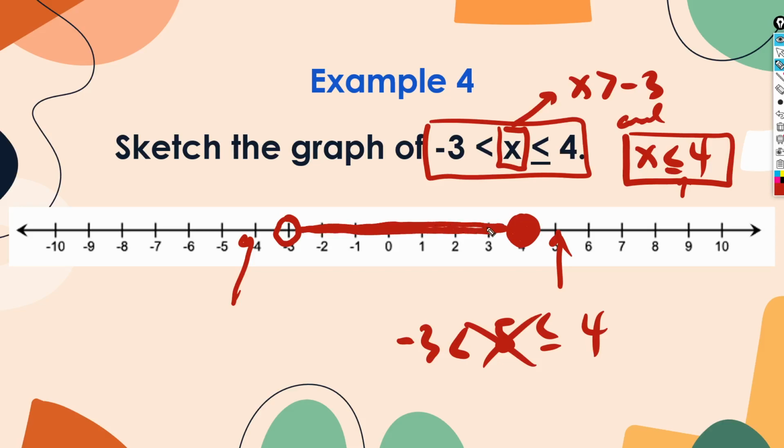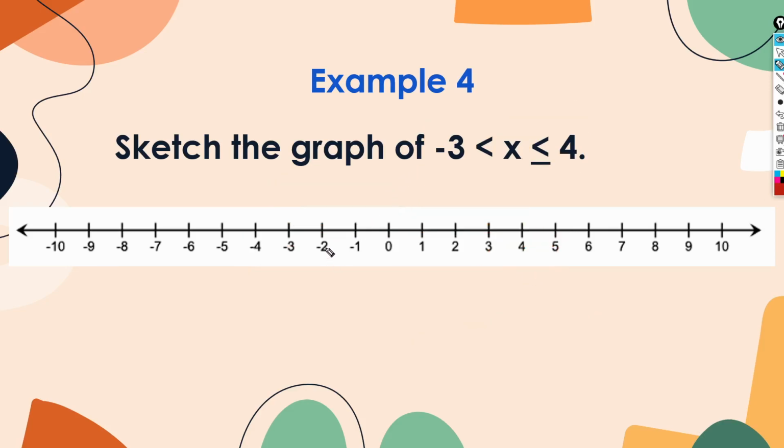Pero ang endpoints niya, look, one endpoint is hollow right here. And the other endpoint is solid. Nice. So again, let's clean that up a bit. Hindi kasama si negative 3, pero kasama si 4 solid. And you have in between them this line segment. Right there, that is the graph of this inequality.